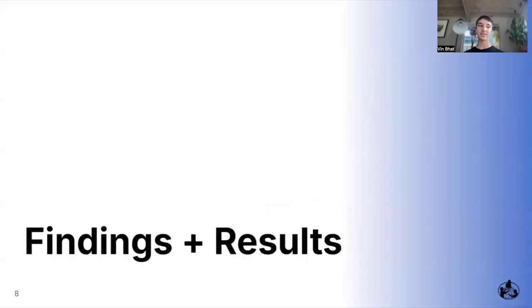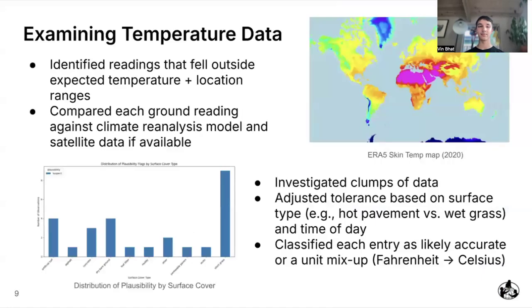Here are our findings and results. When we examined our temperature data, we were able to identify readings that fell outside the expected temperature and location ranges. We compared each of these ground readings against a climate reanalysis model called ERA5 and satellite data from Landsat 8 and 9 if available. When we investigated our clumps of data, we adjusted the tolerances based on surface type and time of day. Then we classified each entry as a likely accurate or unit mix-up.